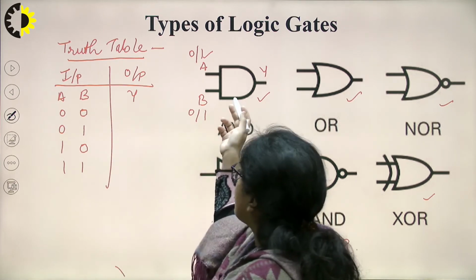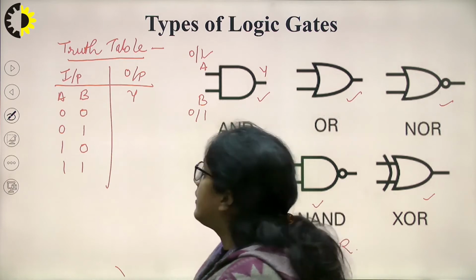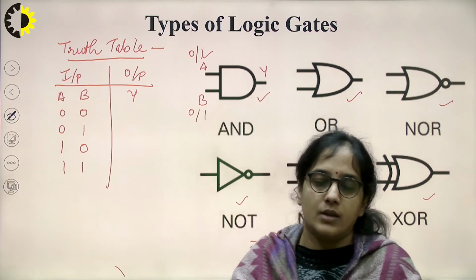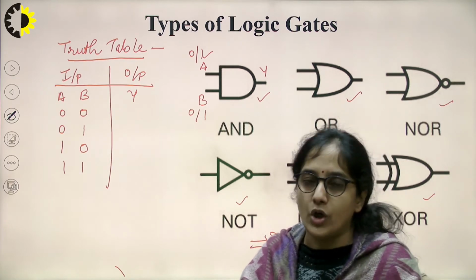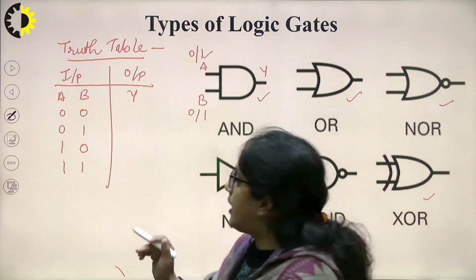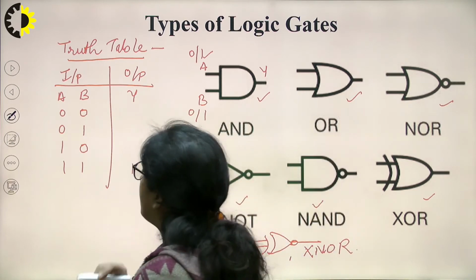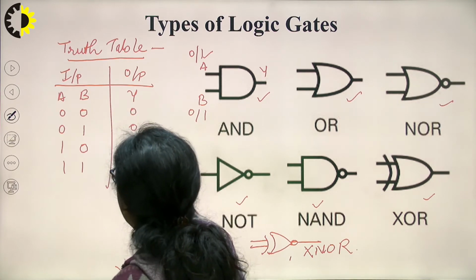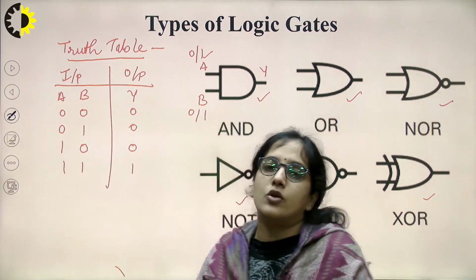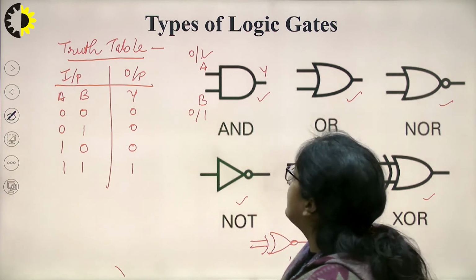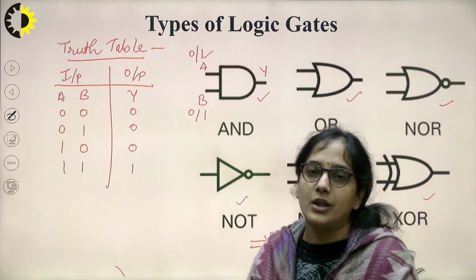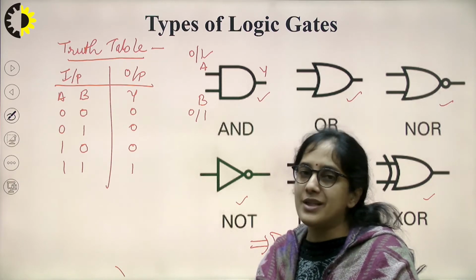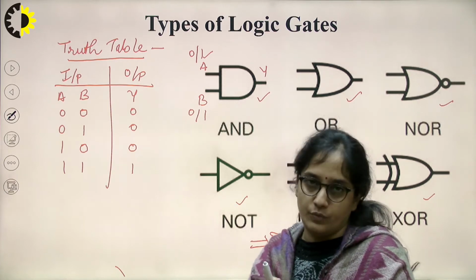Now this AND gate works like this: it gives output 1 only when all the inputs applied are at logic high. So the output will be high for this 1 combination only, and for the rest of the combinations the output will be low. This is the truth table for the AND gate, meaning the AND gate output is high only for all high inputs. If one of the inputs is low, then the output is low.